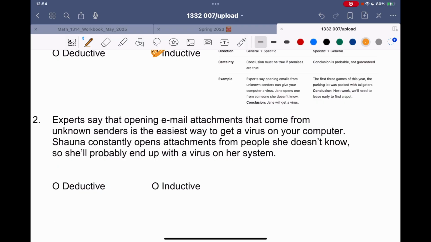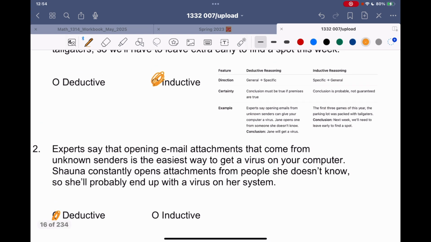Next is going to be experts saying that opening email attachments that come from unknown senders is the easiest way to get a virus on your computer. Shauna constantly opens attachments from people she does not know, so she'll probably end up with a virus on her system. I would consider this deductive. So you took a general situation, you applied it to a real world situation.